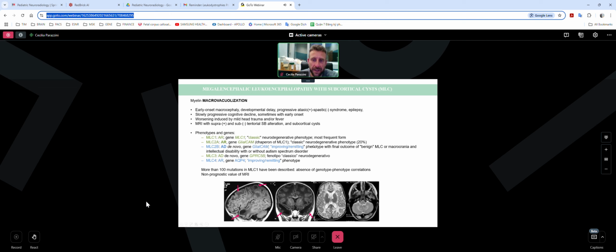We actually have two main different subtypes. Biallelic mutation in MLC1, biallelic mutation of GlialCAM, or monoallelic mutation in GPRC5B leads to the classic phenotype that I just described, while monoallelic mutation in GlialCAM or biallelic mutation of aquaporin-4 cause a different subtype, which presents quite similarly to the classic one, but has a very different clinical course, because these patients spontaneously improve clinically, but also the MRI improves over time, becoming almost normal.